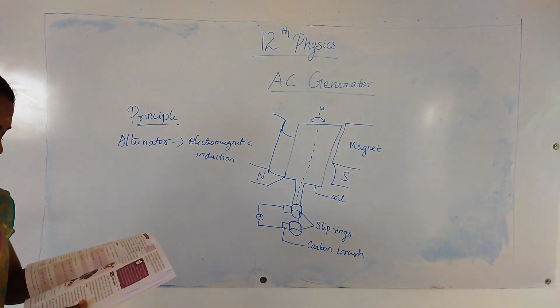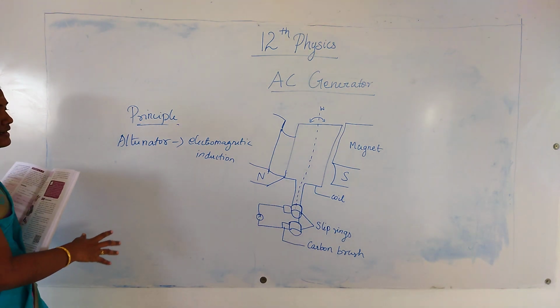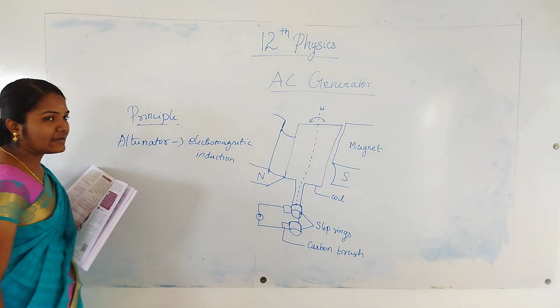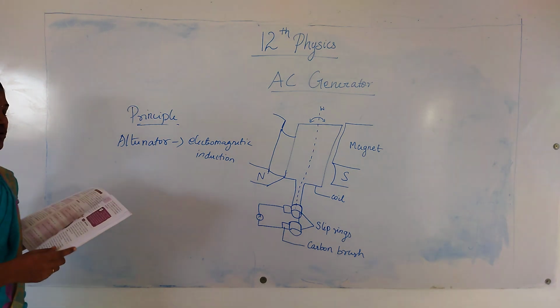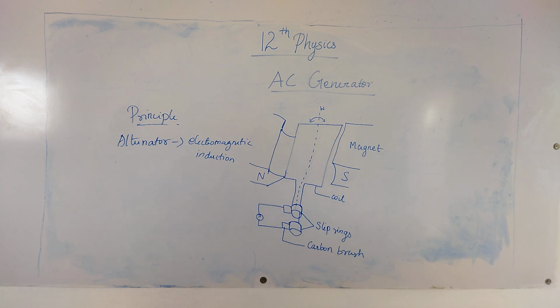Here in our AC generator, what are the principles involved in the AC generator? The alternator works on the principle of electromagnetic induction. The relative motion between the conductor and a magnetic field changes the magnetic flux that links with the conductor, which in turn induces an EMF. The magnitude of the induced EMF is given by Faraday's law of electromagnetic induction. Then the direction is given by Fleming's right hand rule. This is the principle involved in the AC generator.